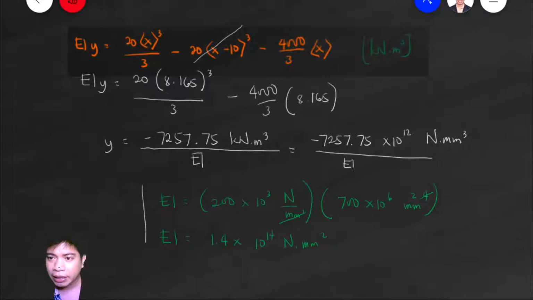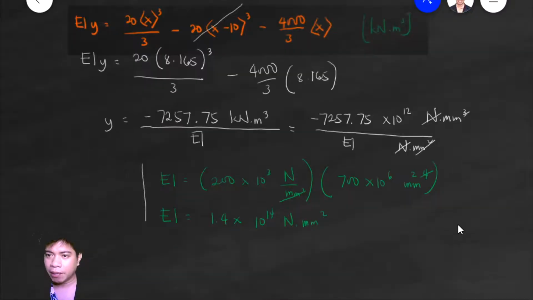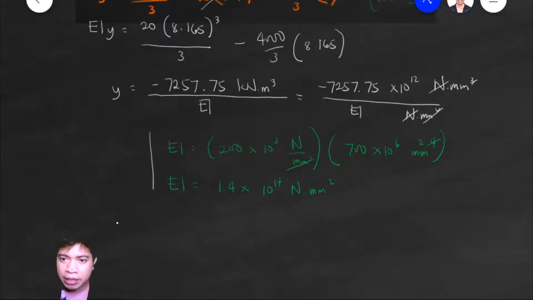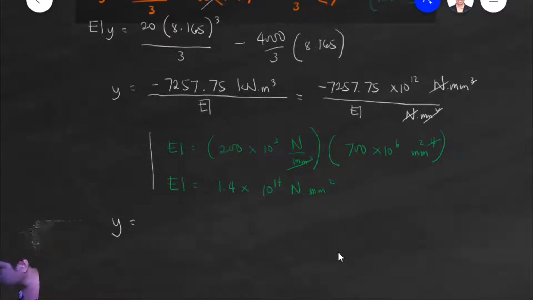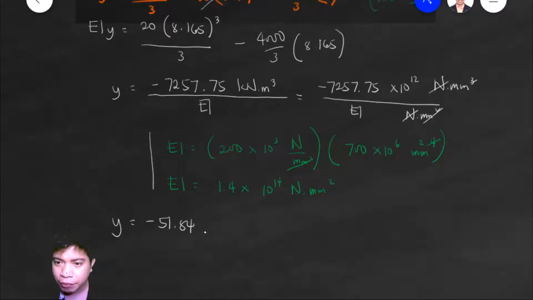Tapos yung EI natin guys ay ito, na ang unit is Newton square millimeter. So cancel si Newton, square millimeter cancel, ito matitira is isa na lang ng millimeter. Okay? So of course, no, ang lalabas dito na value guys ng y is equals to, ano natin? Okay? So y is equals to negative 51.84 millimeters. So ayun, so ito na nga yung ating sagot.